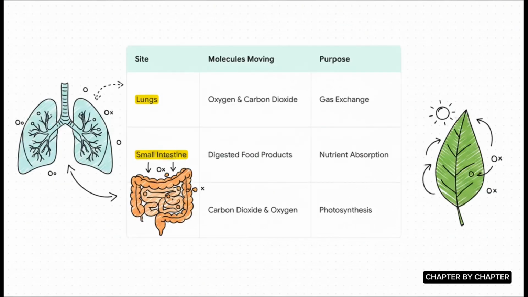And listen, this isn't some abstract idea. This is happening in your body as we speak. When you take a breath, diffusion is what pulls oxygen into your blood and pushes carbon dioxide out. It's how your gut absorbs nutrients from your food. And for plants, it's how they grab the CO2 from the air to make their own food. Diffusion is, without a doubt, essential for life.